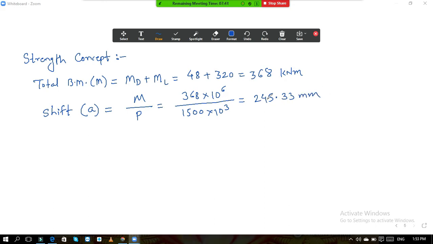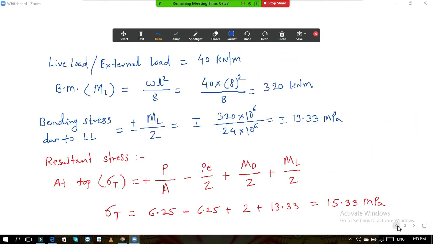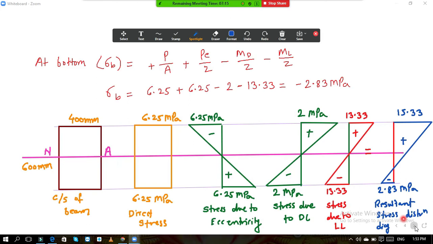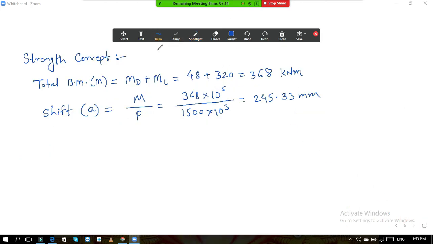So from the P line, now see, this is your P line. I will show you. Here at this level, at this maximum eccentricity, here your P line is there. From the P line, your C line is situated at a distance of 245.33. Yesterday I told you in detail how that shift is to be calculated. We have also solved one problem, so refer to that. This shift indicates that from the P line your C line is at a distance of 245.33.